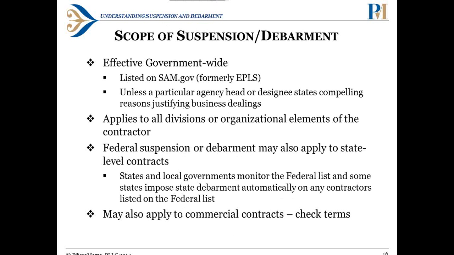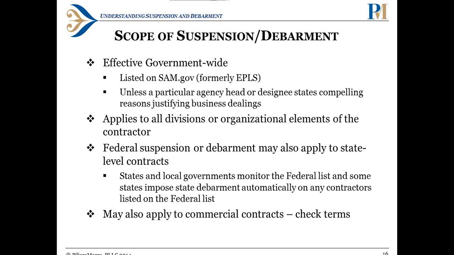It's effective across the government, so if you get debarred or suspended at the DOD, for instance, it will affect you everywhere in the government because it'll just be listed at sam.gov, which is formerly the Excluded Parties List System. And of course, as I mentioned, if a particular agency finds that there are compelling reasons to justify business dealings, they can continue to do business, but that's obviously very rare. It applies to all divisions or organizational elements within the contractor.